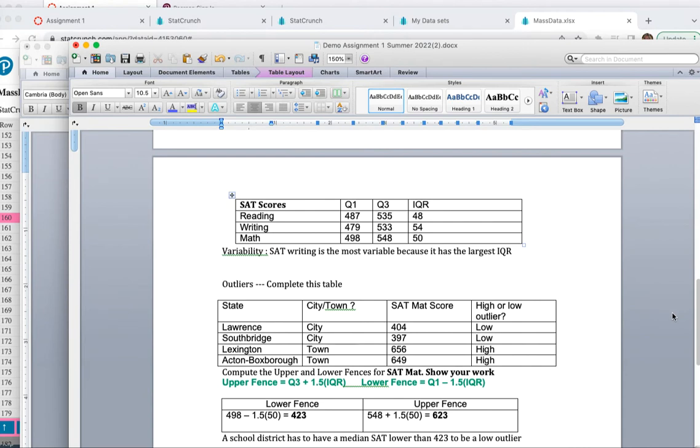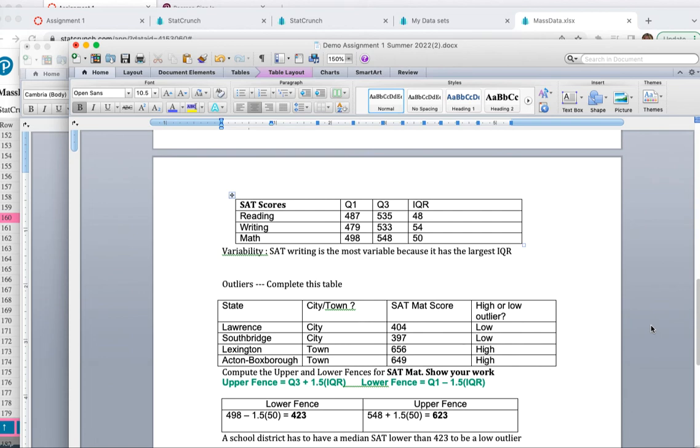So since I've taken the time to write all of those figures down, here we have it in a table. Here we have the low outliers identified as cities, their corresponding math SAT scores, the high outliers identified as town, and their math SAT scores. Our next job is to compute the fences. Now, we're not going to do it for all three SAT categories. We're going to do it just for math.